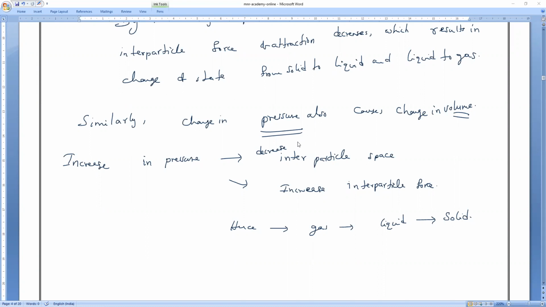So let us take the most common substance which we use in our daily life. That is water. Have you wondered, water in the fridge? What is the state of water?